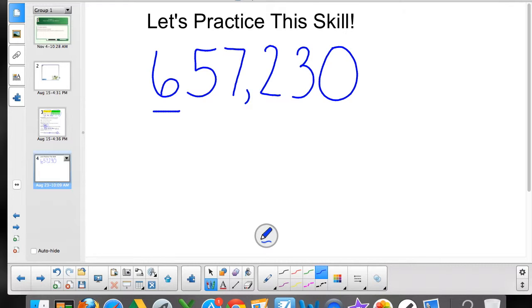If we look, we see the comma, so we know the 6 is somewhere in the thousands period. We know this 1 is in the 1,000s. This 5 is in the 10,000s. So this 6 means, our answer is 100,000s.